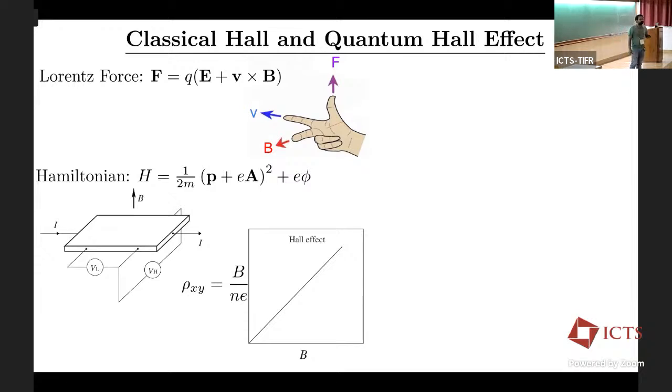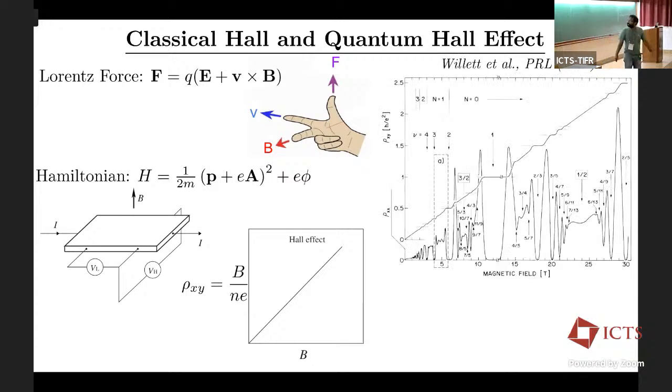This picture gets muddied when you really make the sample clean and go to low temperature. What happens is that this straight line actually breaks into these plateaus. I have also plotted rho xx. This is a tensor, so I'm also plotting rho xx and rho xy. And this rho xx has this jumpy behavior, and it goes to 0 in specific spots.